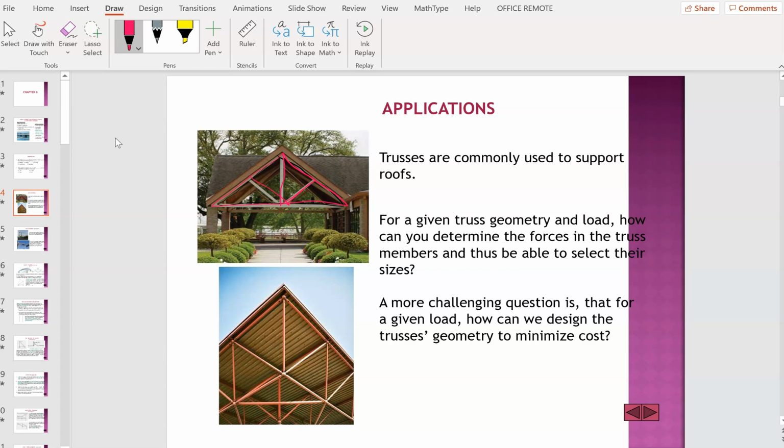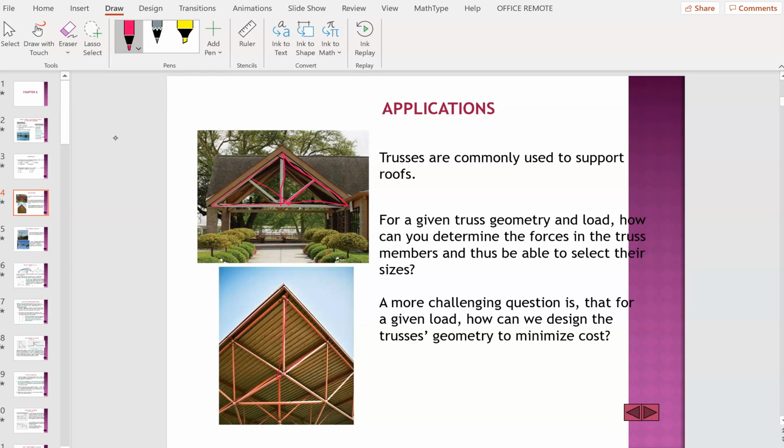For a given truss geometry and load, how can you determine the force in the truss members and thus be able to select their sizes? That is the primary objective of learning this chapter. The more challenging question is, for a given load, how can we design the truss geometry to minimize the cost? Remember what I always tell you: as an engineer, we always optimize our cost.